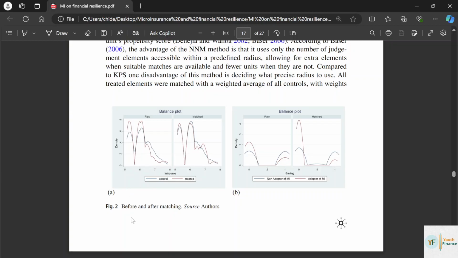So we can see that the figure 2 demonstrates no significant differences in the covariate distribution between the treated, so the microinsurance adopters, the line is red, and the microinsurance non-adopters, the line is blue. And the same here, red for the microinsurance adopters and blue for the non-microinsurance adopters. But then after, so this is for the row before the matching, but then after the matching, we found no significant differences between the adopters and the non-adopters of microinsurance. We can see it here. It's following the same pattern.